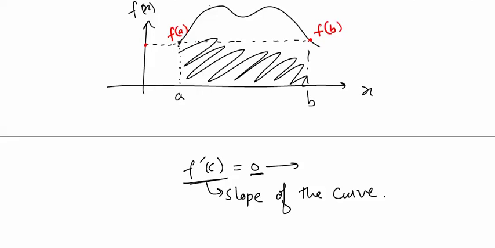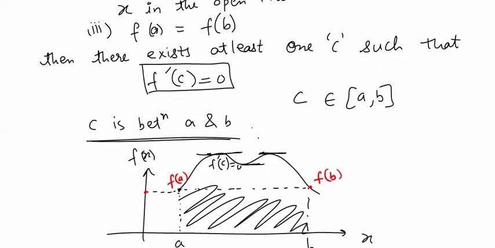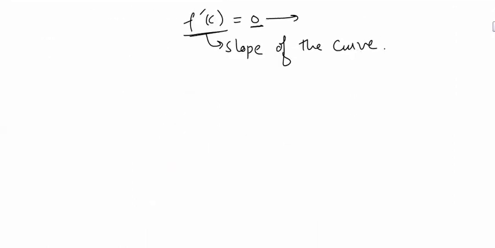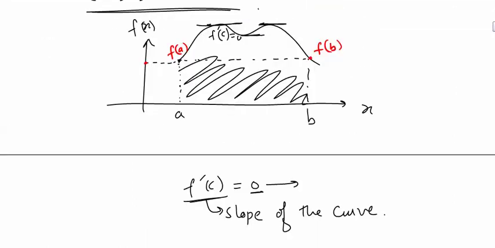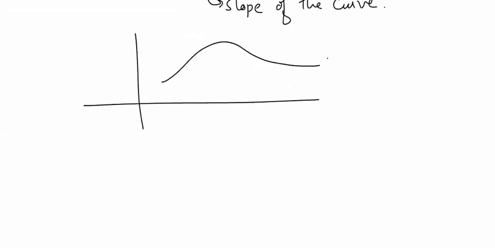So what are those points? Yes, this is a point where f dash c would be 0. You may also say, sir, there is one more point, this. Yes, there is one more point. That is why it is mentioned that there will be at least one point. The diagram could be something like this also, between a and b. So there has to be one point.